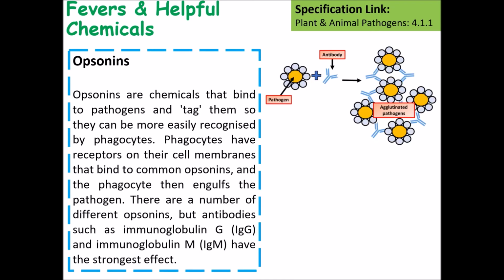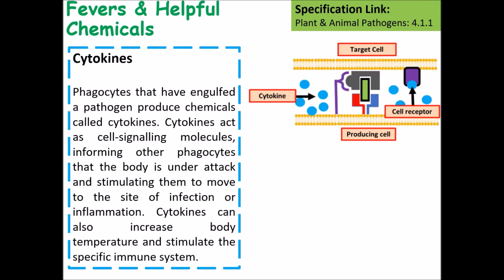Opsonins can be produced. Opsonins are chemicals that bind pathogens and tag them, so they're more easily recognised by phagocytes. An example of an opsonin might be an antibody. Cytokines can be produced. Cytokines, like we said, act as cell signaling molecules which can attract other phagocytes towards an area of inflammation. They will also aid with the stimulation of the specific immune response.